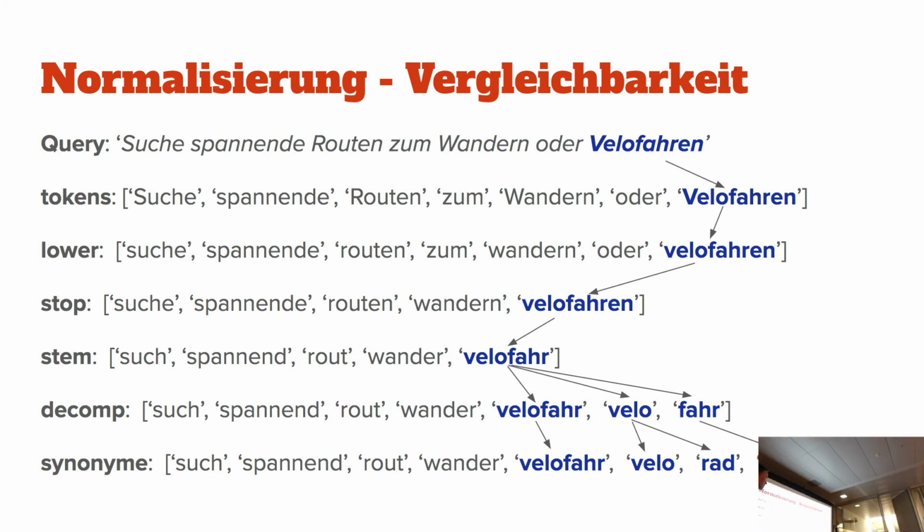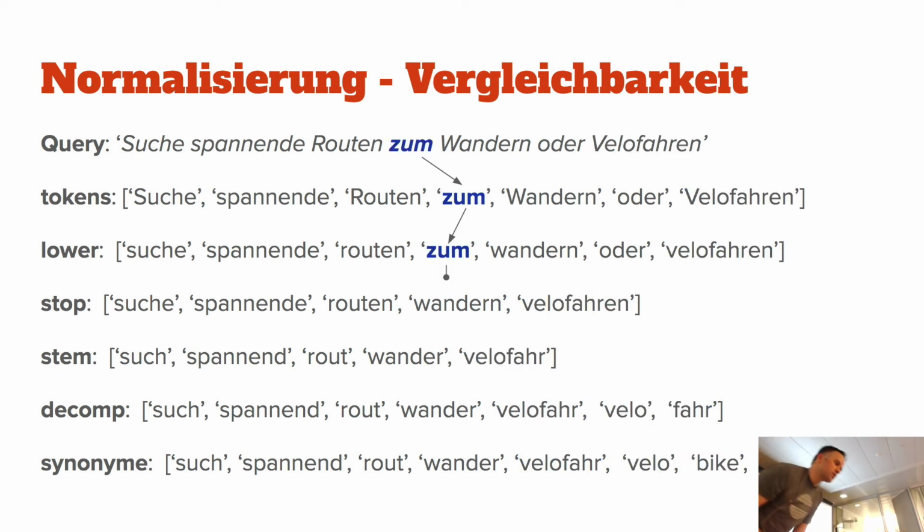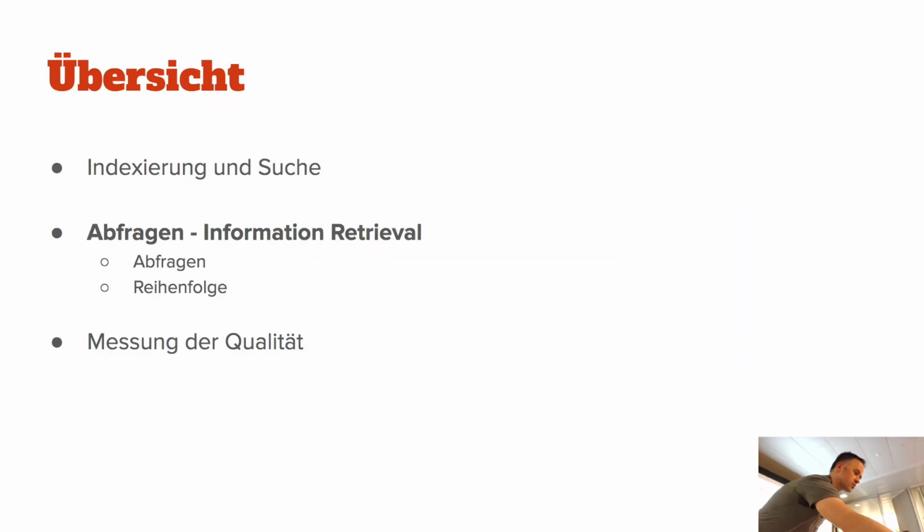So whenever you have a query that looks, for example, for Such and Wander, you will probably find this document here. And what happens with this word here, zum? We just skip it when it comes to the stop words, so that's why it's not indexed at all.